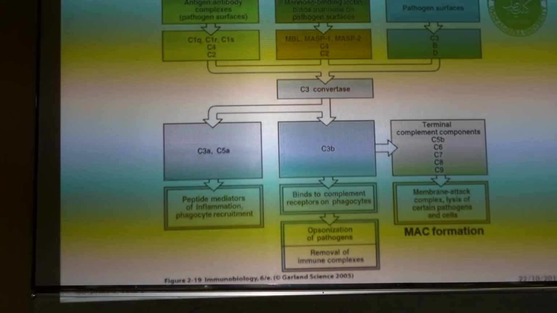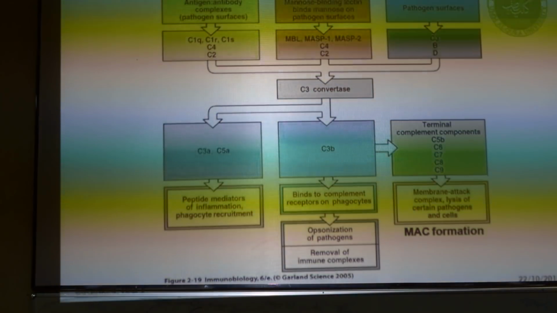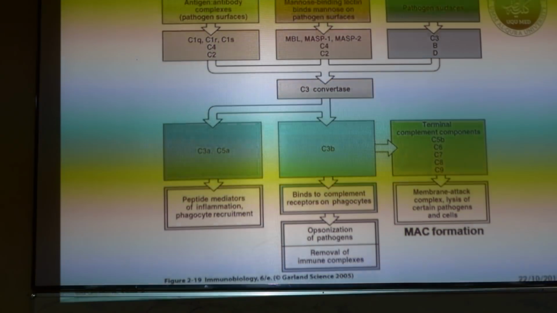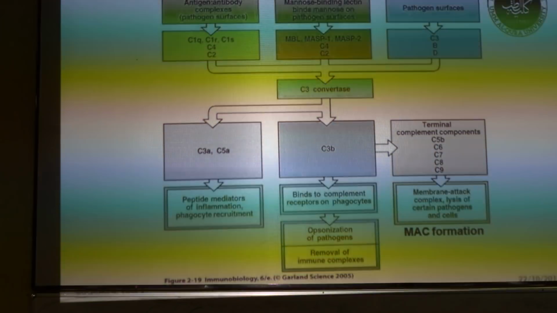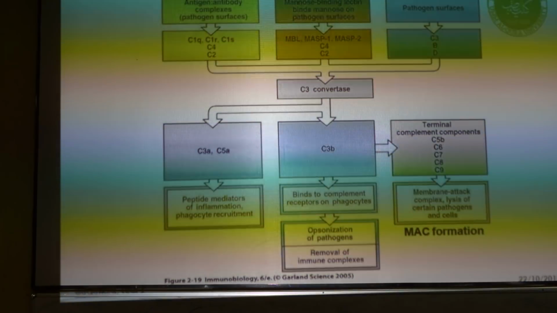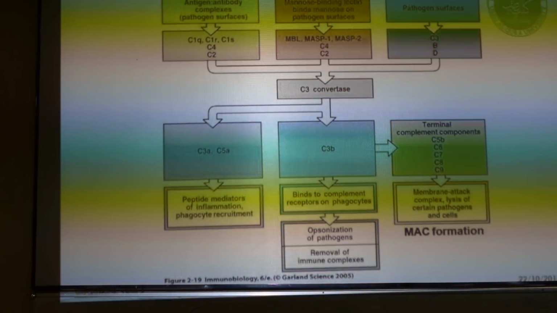So if you want to discuss the differences, classical starts from 1 till 9. The mannose binding lectin pathway starts with MASP1, so C1 is not involved, but 2, 3, 4, 5, 6, 7, 8, 9 all are involved. In the alternate pathway, 1 and 2 are not involved. From 3 onwards everything is involved.